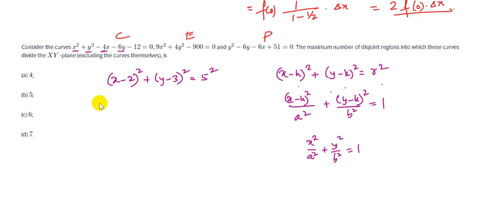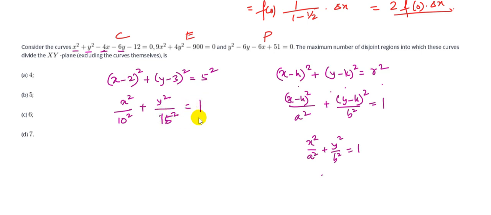x square by 900 by 9 plus y square by 900 by 4. Reduce it to this form. Unless you get it in this form, you might go wrong. So it will be x square by 100, that is 10 square, plus y square by 900 by 4, that's 225. So x square by 10 square plus y square by 15 square equal to 1.